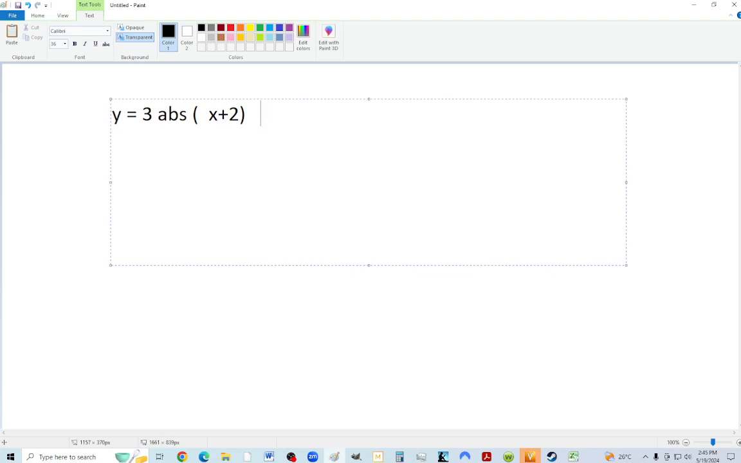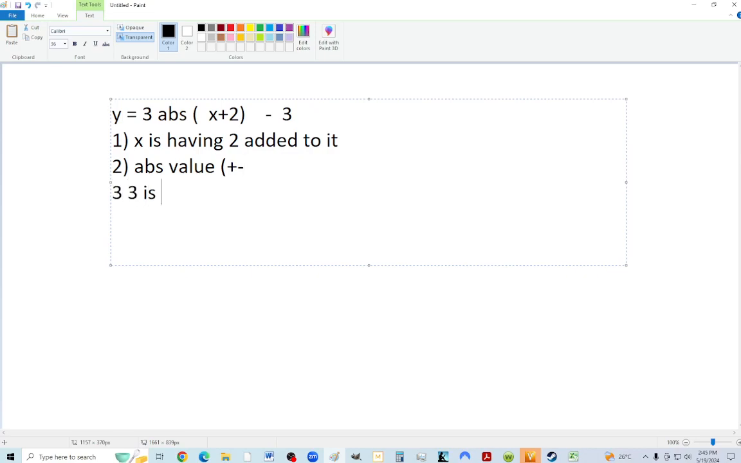You do the same technique. You treat the brackets like brackets in BEDMAS, and you list the things that are going on. x is having 2 added to it. And then x is having an absolute value done to it, and that just means plus and minus. We'll get to that in a second. And then 3 is multiplying.